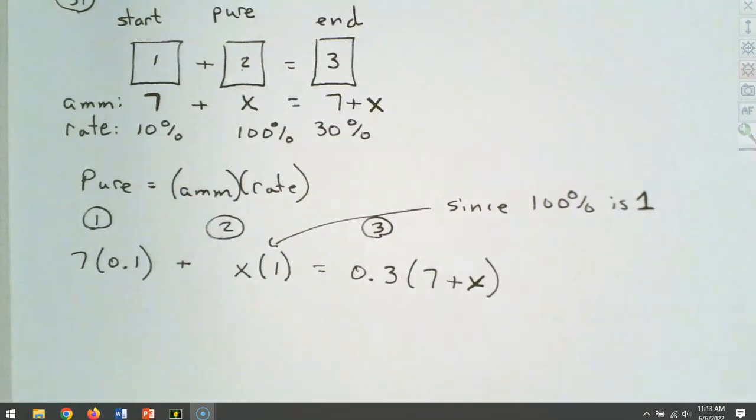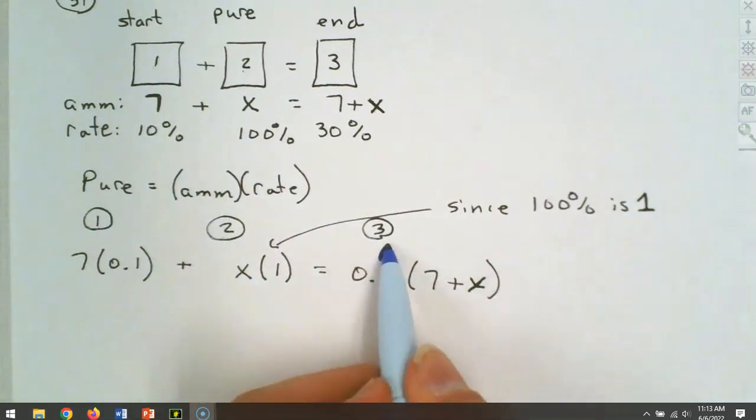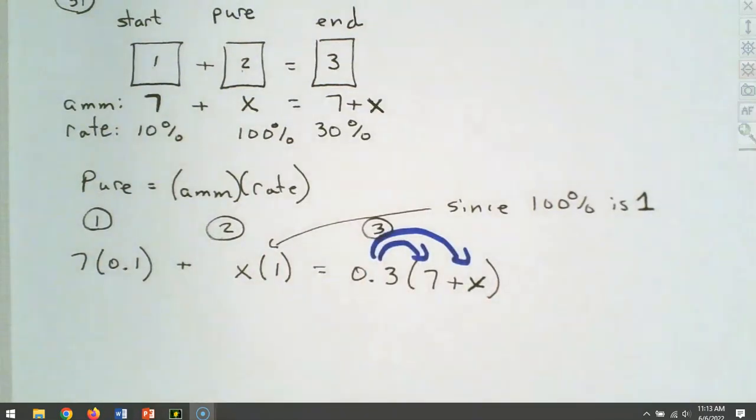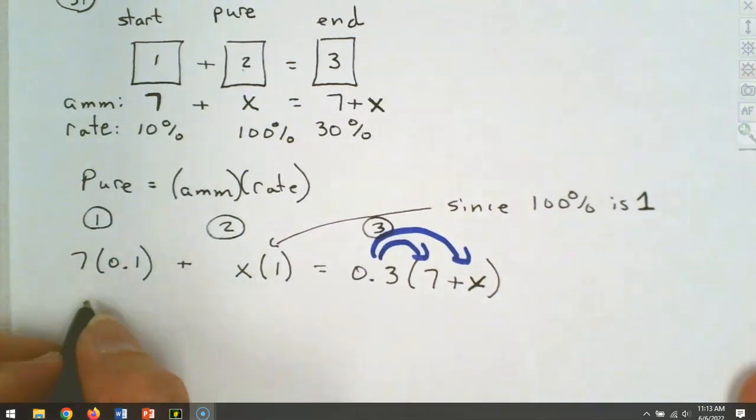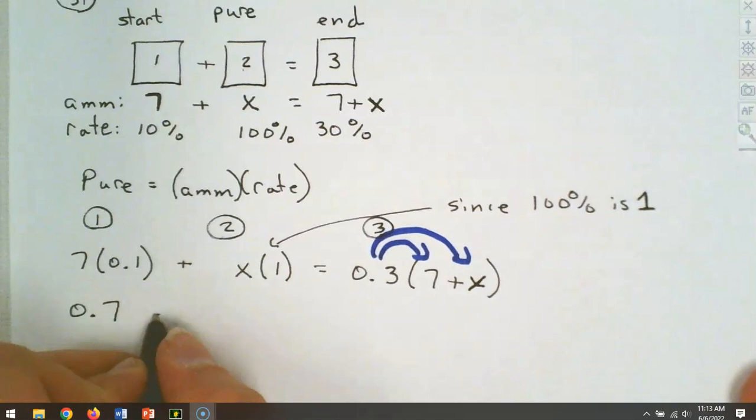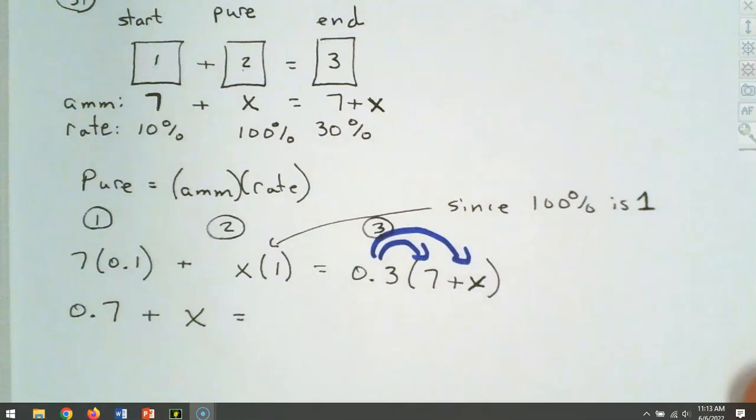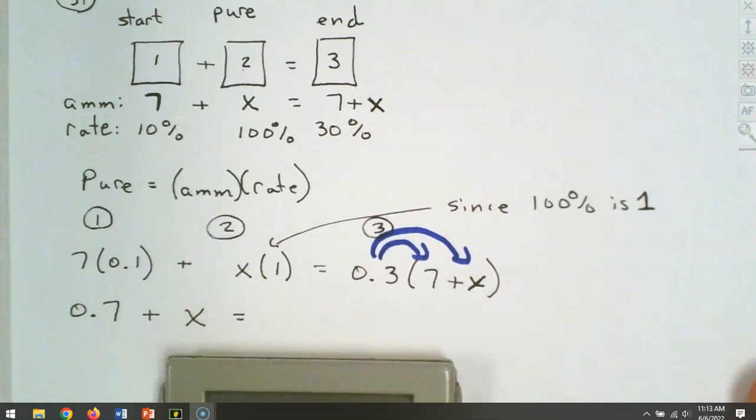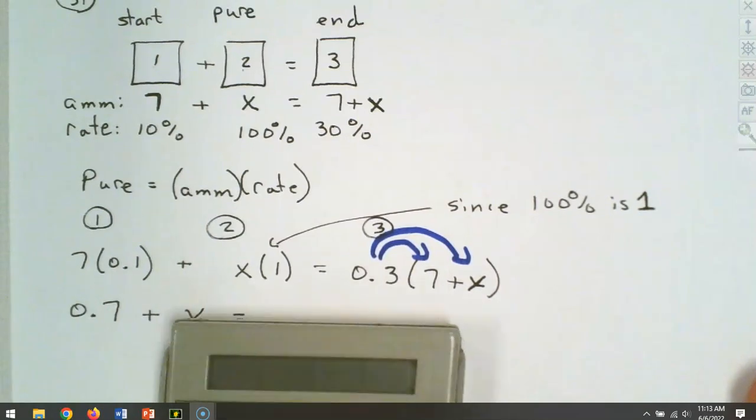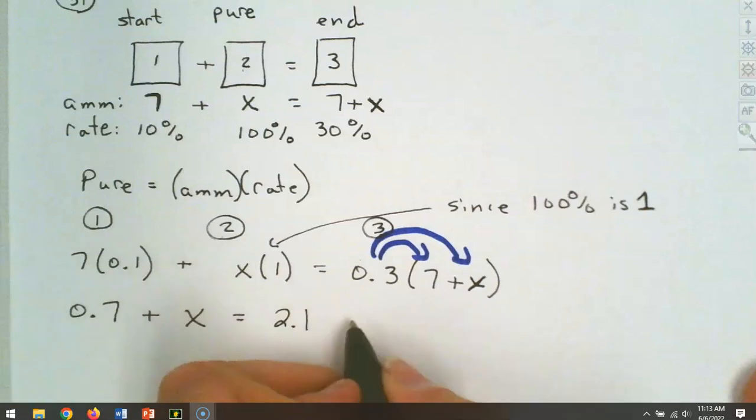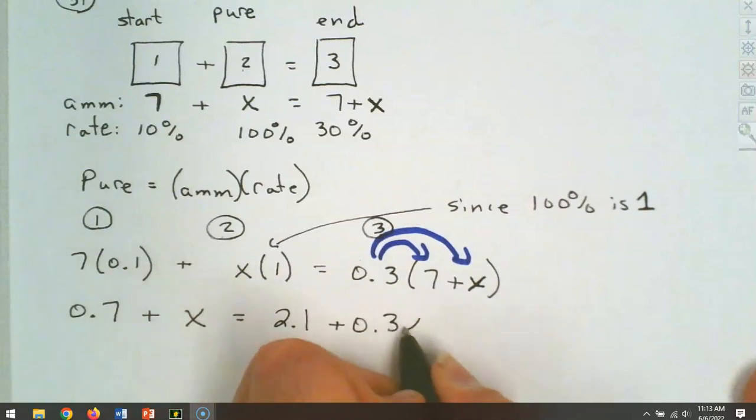Now we have something that we can work with. So I'm going to go ahead and multiply here, and I'm going to distribute through the 0.3. So let's rewrite what we've got. 7 times 0.1, that's 0.7, that's that right there. 1 times anything is just itself, so that's just a single x. On the right-hand side, we distribute through, so multiply. So 7 times 0.3, that should be 2.1, I believe. Yep, and it is, right? 2.1 there. So that goes here. 2.1 plus 0.3x.